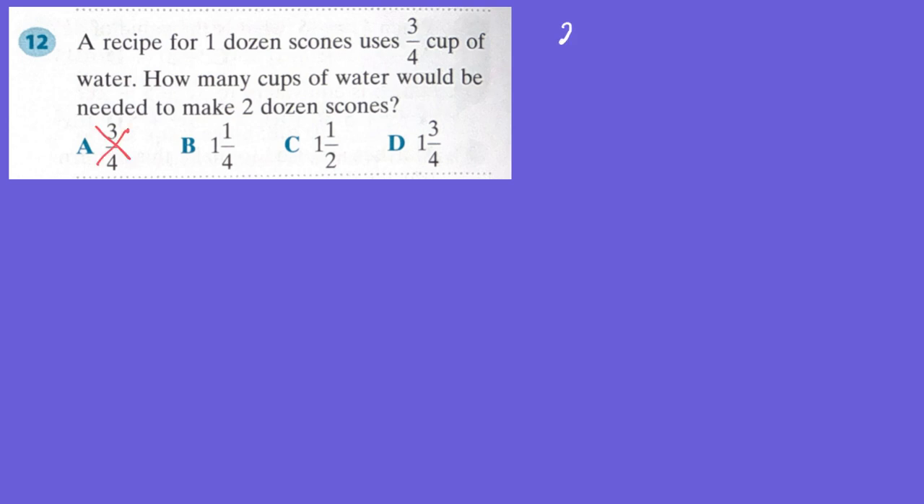We could either say it's 2 lots of 3/4, which means that 2 times 3 is 6 and we'll leave the 4. Or we could have said, what's 3/4 plus another 3/4, and that would also be 6/4. Either way, whichever way is more comfortable for you.